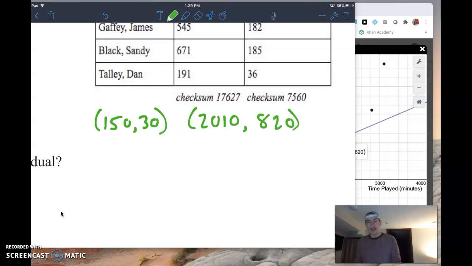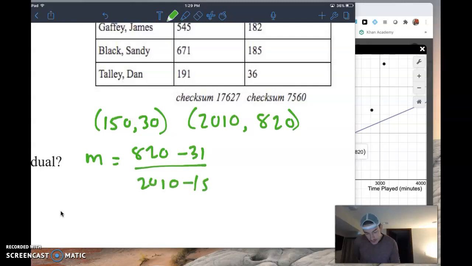Okay, first thing we need, of course, is the slope, right? So I'm going to go ahead and just find the slope of this thing, y2 minus y1 over x2 minus x1. This is 30, sorry. Okay, 820 minus 30 is 790. And then 2010 minus 150, I believe, is 1860.